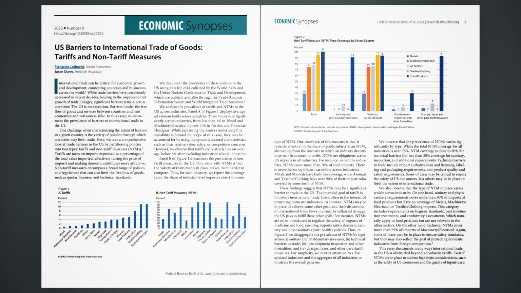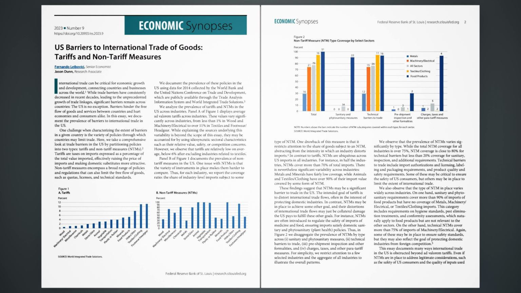Number 9, 2023. International trade can be critical for economic growth and development, connecting countries and businesses across the world. 1. While trade barriers have consistently decreased in recent decades, leading to the unprecedented growth of trade linkages, significant barriers remain across countries. The U.S. is no exception. Barriers hinder the free flow of goods and services between countries and hurt economies and consumers alike. In this essay, we document the prevalence of barriers to international trade in the U.S.